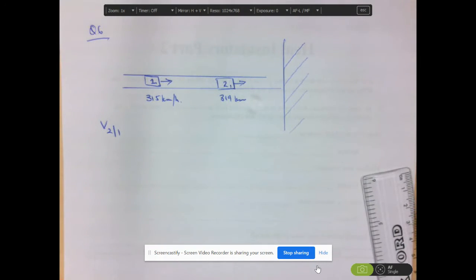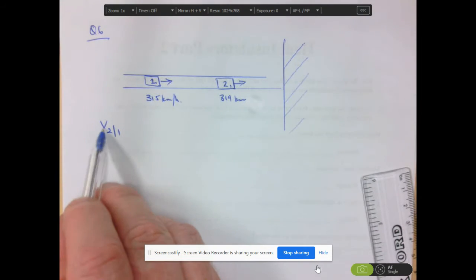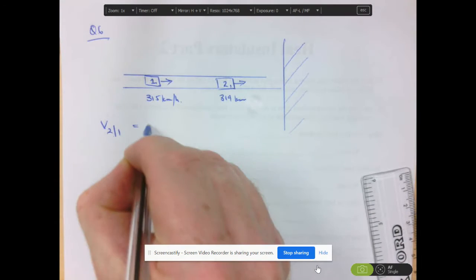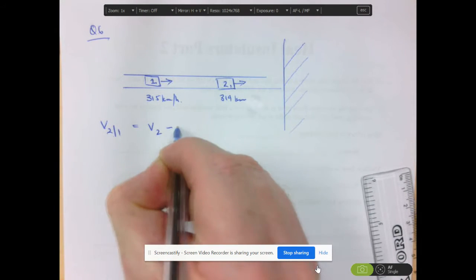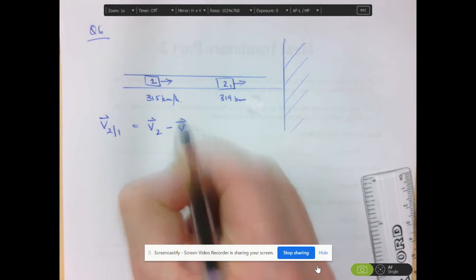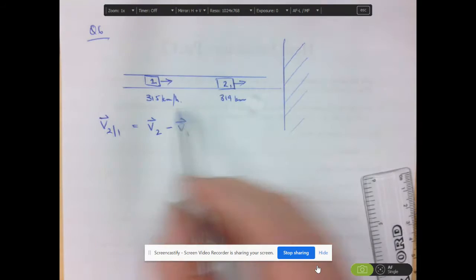So if it's a question which simply says, what is this relative to this, use this symbol, velocity of car 2 relative to 1, and then you know it's velocity of car 2 minus velocity of car 1. And that makes it so much easier when you just use the language of the question to work with you. Okay, and these are vectors, so it could be all in different directions.